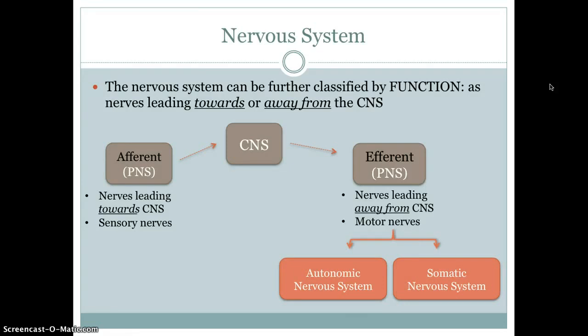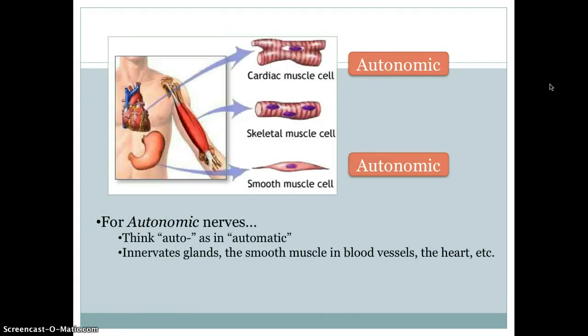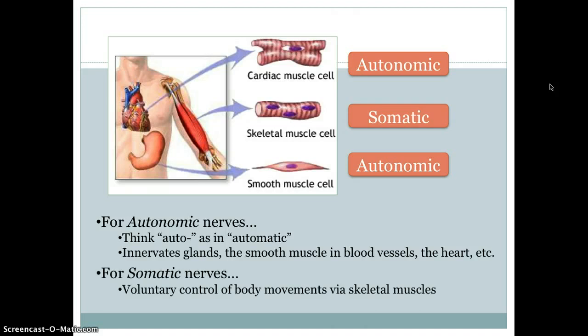There is yet another division among efferent nerves, the autonomic nervous system and the somatic nervous system. The autonomic nervous system exerts control over involuntary muscle tissue, such as cardiac and smooth muscle, while the somatic nervous system exerts control over skeletal muscle. We'll see later on how skeletal muscle can actually have a subconscious involuntary function in addition to the voluntary control of bodily movement. Remembering the defining characteristics of each of these muscle types will be crucial to determining which division of the peripheral nervous system controls it.